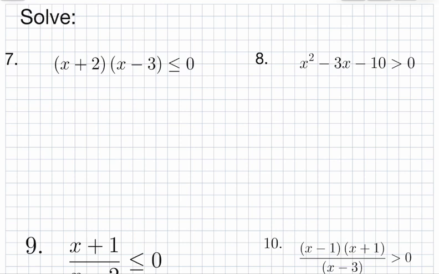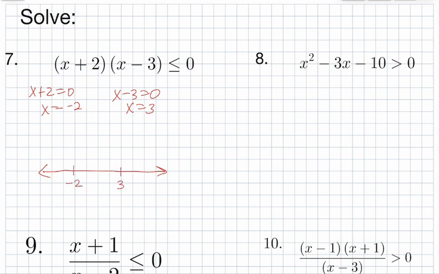Now, 7 is a nonlinear inequality. It's in factored form. You'll notice this is factored, and it's related to 0. So we're ready to go and solve it. Okay, so remember what we're going to do. We're going to set each piece equal to 0. We're going to put those on a number line. Give yourself a little room above it.